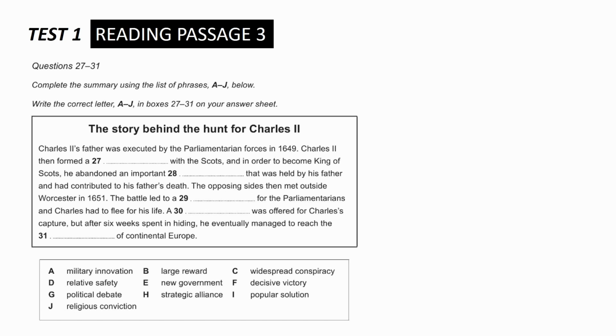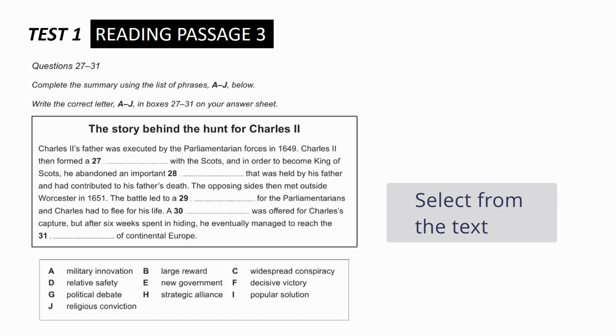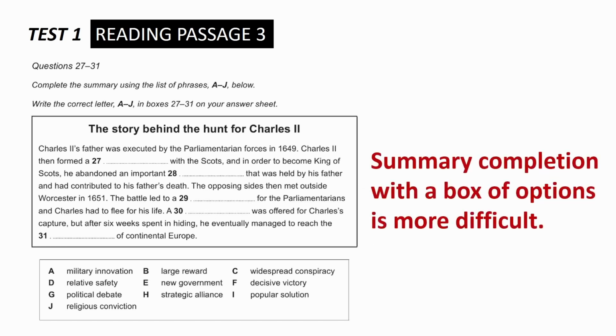There are 2 types of summary completion, one with a box and one without the box of options. So this one has a box of options, and summary completion with a box of options is more difficult because when you don't have that box, you should just find the answers from the text and copy and paste them in the gaps. But here, when we have a box of options, you need to find the answers in the text and then find the paraphrases in the box and choose from the box and complete the gaps. So it has one more step, which makes it more difficult.